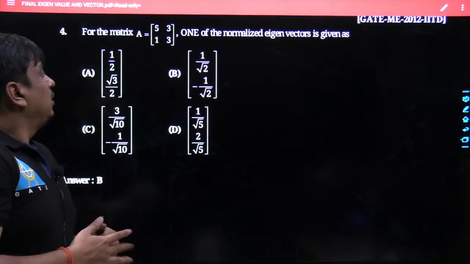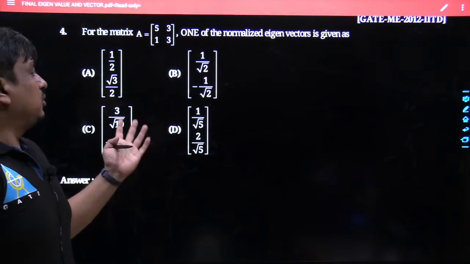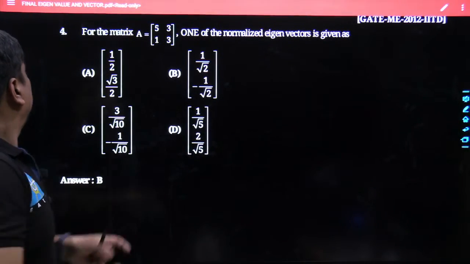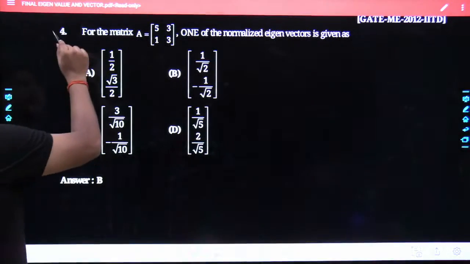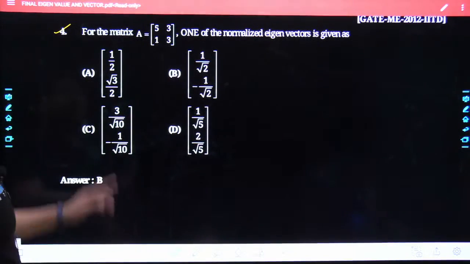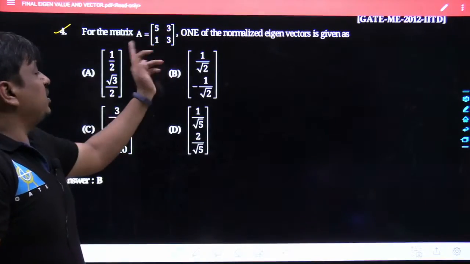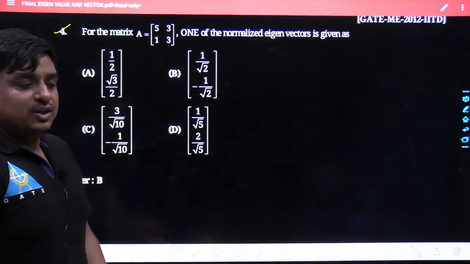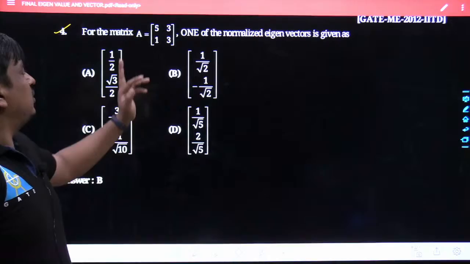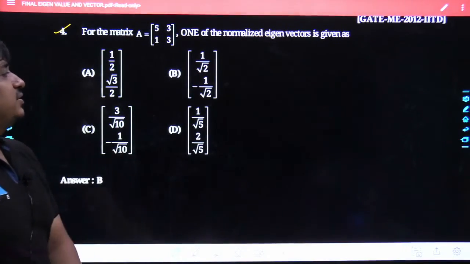So now you can discuss the new type of question that has been framed. The problem has come in mechanical engineering. For the matrix A, 5 3 1 3, obviously a matrix of order 2 cross 2, one of the normalized eigenvectors is given by.